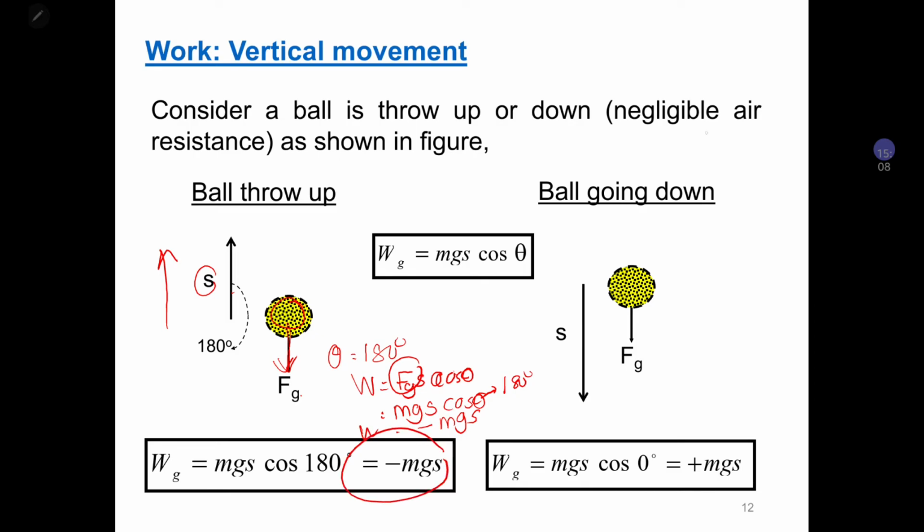For the second case where the ball going downward, the direction of displacement is downward. So the direction of gravitational force is always also downward. So the angle between force and displacement is 0. So cos 0, and the equation for work is W is equal to mgs.